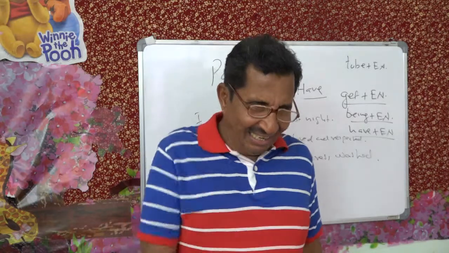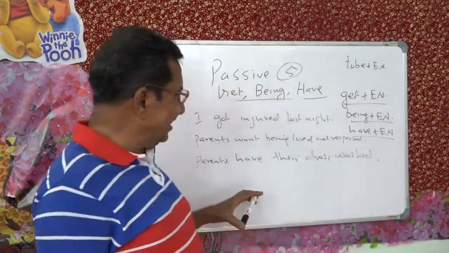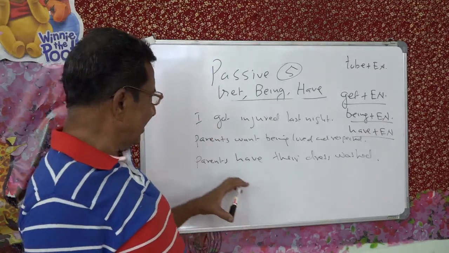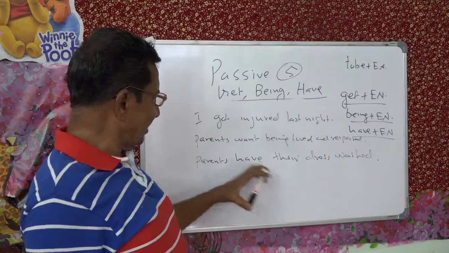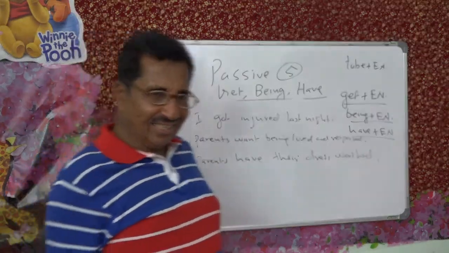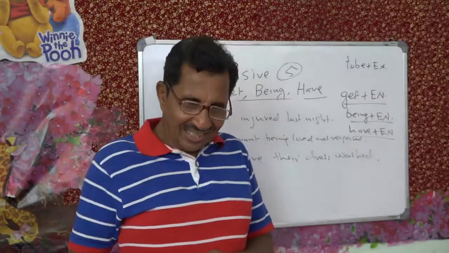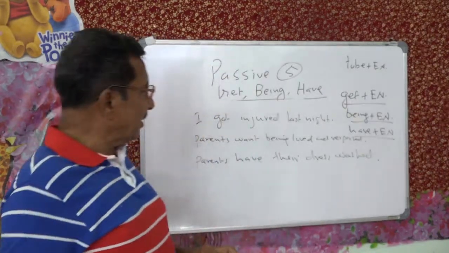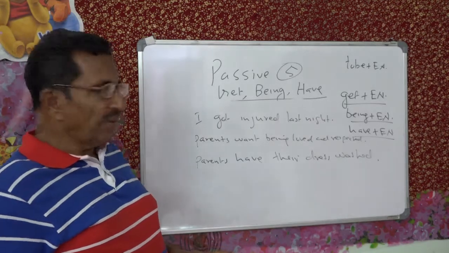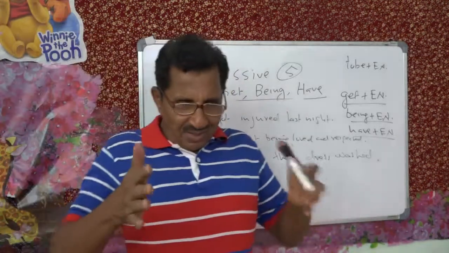Get it done. See, get it done. Get passive. Have their dress washed. Get injured. Get it done. That's the thing. So all the three passives I think are clear to you now. Any doubts?